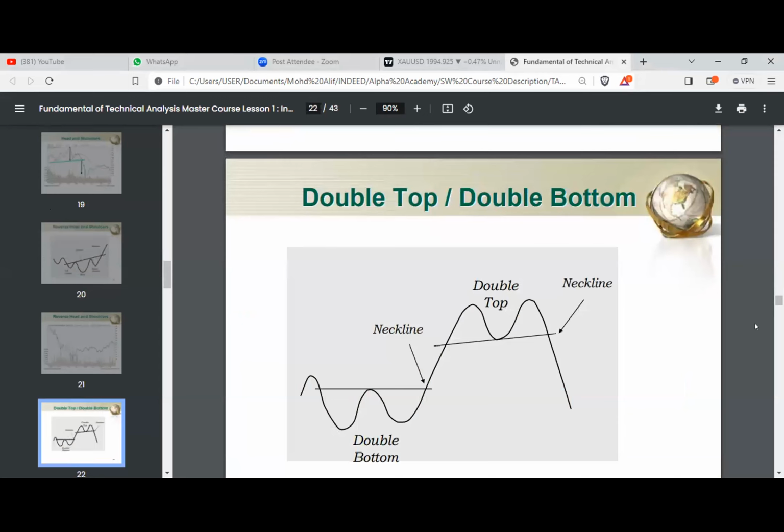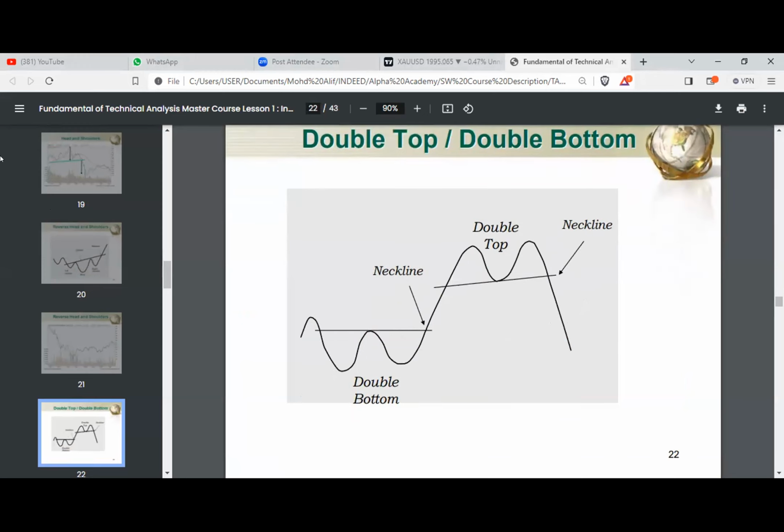Okay, the next one is double top and double bottom. Double top must happen at the top. Remember that. As simple as that, just identify the neckline. That's why it's very important here. And the critical moment is when they break down, then like I said before, you may expect the downtrend to happen. Then you have to decide to be a seller.